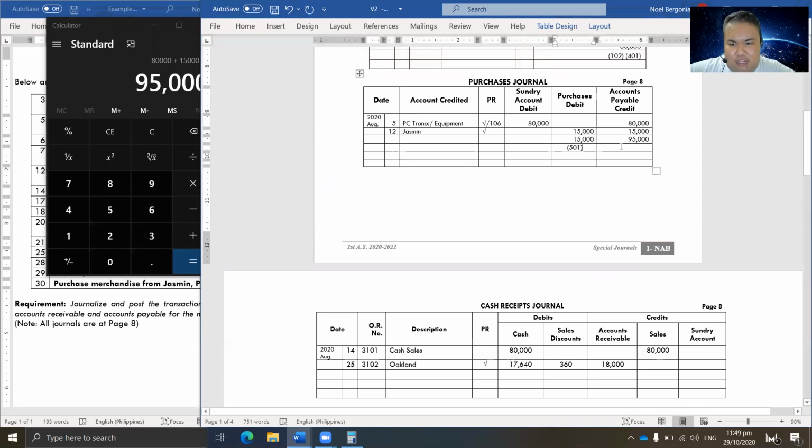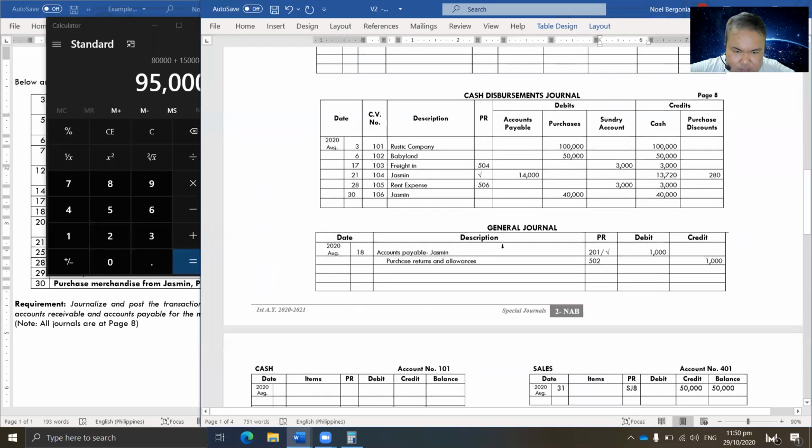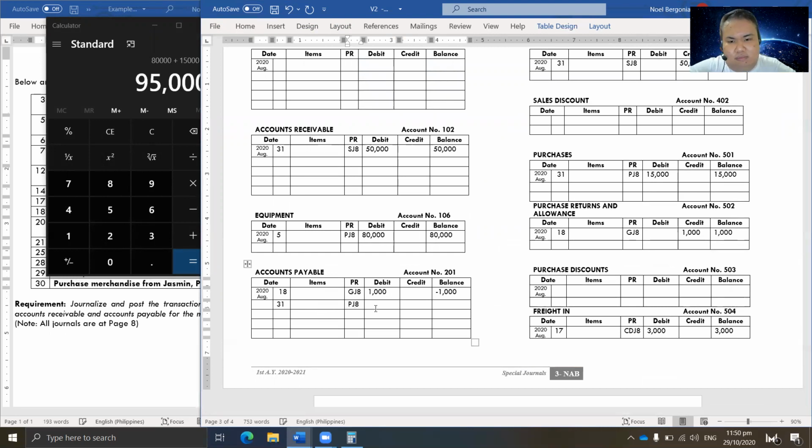Okay? Ayan. Then we have the accounts payable na naka-credit. So we have a total of 95,000. So on the accounts payable, we need to post that in the accounts payable, 95,000 na ledger. Okay, so ayan, no? We have on 31. Okay, we have the purchase journal, page number 8. Credit yan, di ba? Credit 95,000. Okay, so 95,000 on the credit.